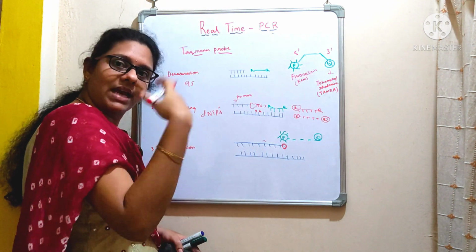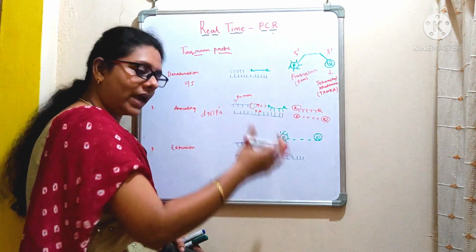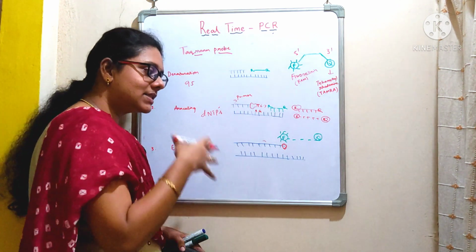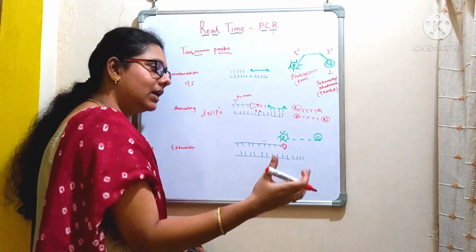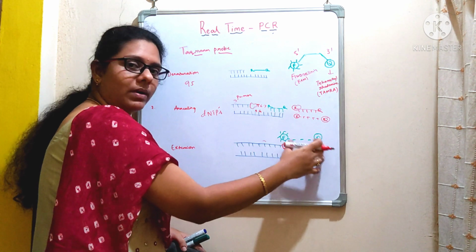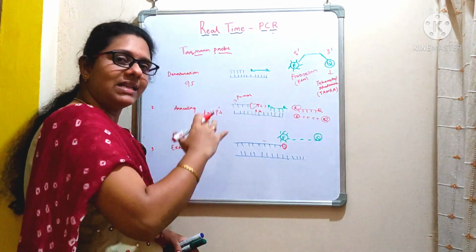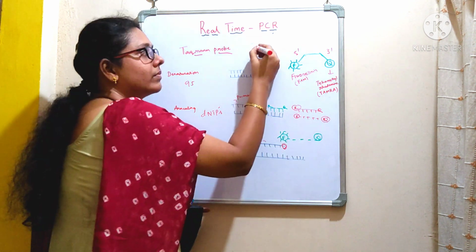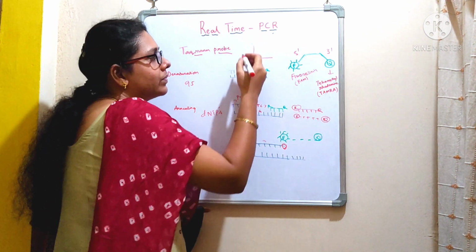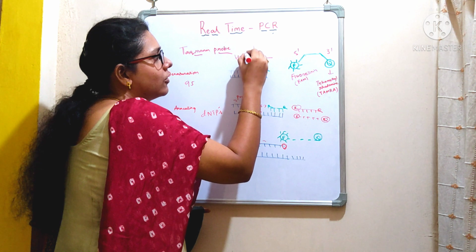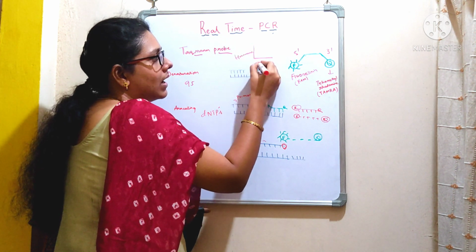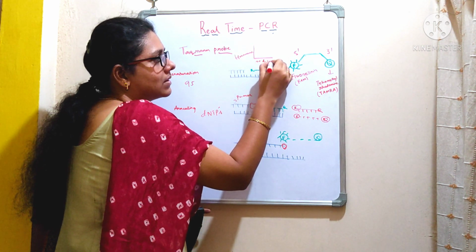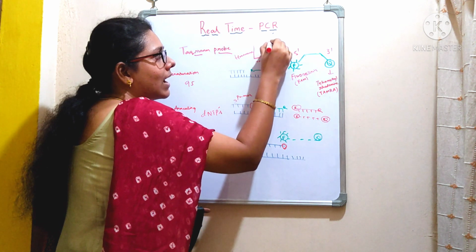And again the cycle will proceed, right? So again in the next cycle the same thing happens. Again the breakage of the probe and this will fluoresce the light. As the amplification proceeds, there will be increase in the fluorescence. If you look into the picture, this is the fluorescence and this is the number of cycles, right? So you will get a graph like this.